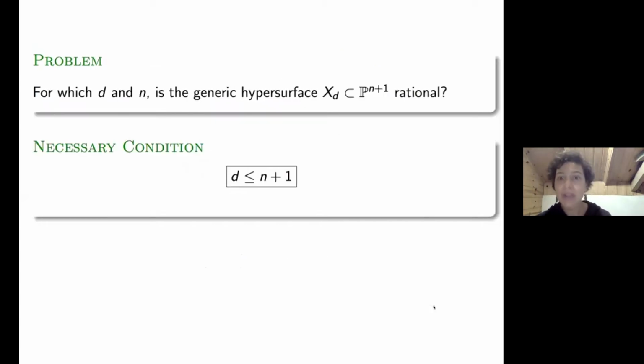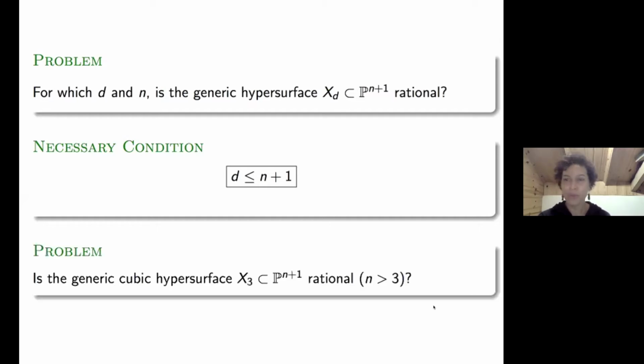Okay, so now let's look at the next case, the case of degree 3. And here already we have a very important open problem in birational geometry. Starting in dimension 4, it is not yet known whether the generic cubic hypersurface is rational. We know that in dimension 2, a cubic surface is rational. In dimension 3, a cubic threefold is not rational by the work of Clemens and Griffiths, and already in dimension 4, this is open.